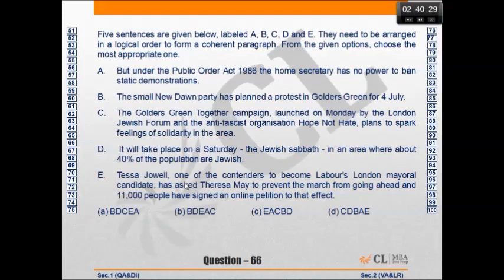Another question of jumble. But again, the word starts with but, to ask you something before that. Under the Public Order Act 1986, the Home Secretary has no power to ban static demonstrations. The small New Dawn party has planned a protest in Golders Green for 4th July. The Golders Green Together campaign, launched on Monday by London Jewish Forum and the anti-fascist organization Hope Not Hate, plans to spark feeling of solidarity in the area. It will take place on a Saturday, the Jewish Sabbath, in an area where about 40% of the population are Jewish.